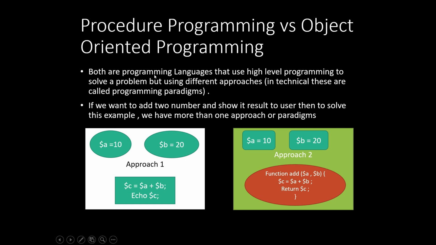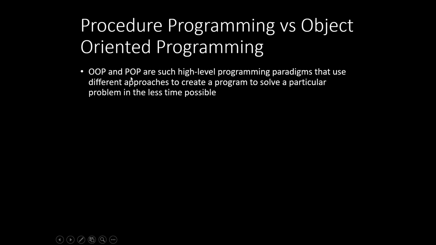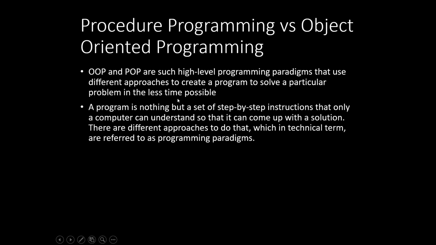So both procedural programming and object-oriented programming use high-level programming to solve a problem, but using different approaches, as you understand through this example. Object-oriented programming and procedural programming are high-level programming paradigms that use different approaches to create a program to solve a particular problem in the least time possible. A program is nothing but a set of step-by-step instructions that a computer can understand so that it can come up with a solution. There are different approaches to do that, which are technically referred to as programming paradigms.